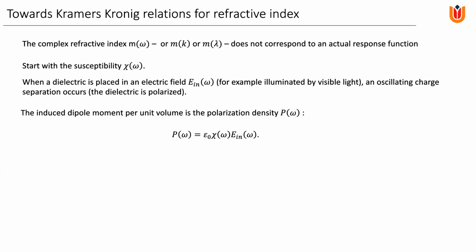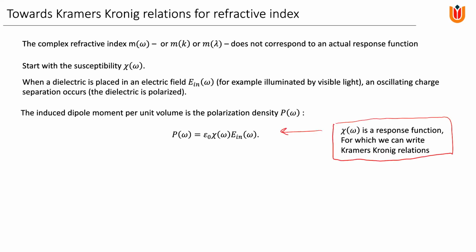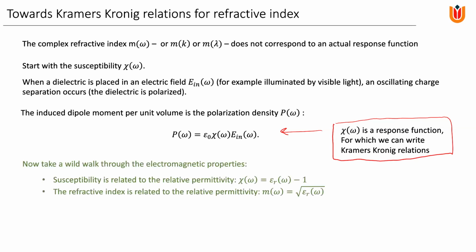The incident electric field multiplied with the susceptibility gives us the polarization density, so the density of the separation of electrons in the material. So this field oscillates, then this distribution also oscillates, and there is a frequency dependency. This susceptibility tells you how strong the response is going to be for different frequencies, for different colors. So susceptibility is a response function, and that means that the dispersion relations can be applied to it directly.